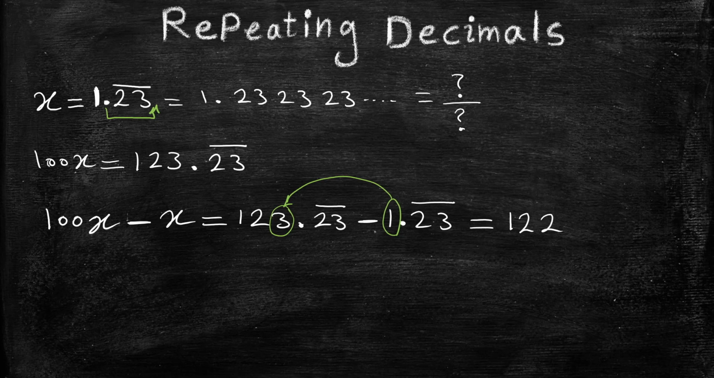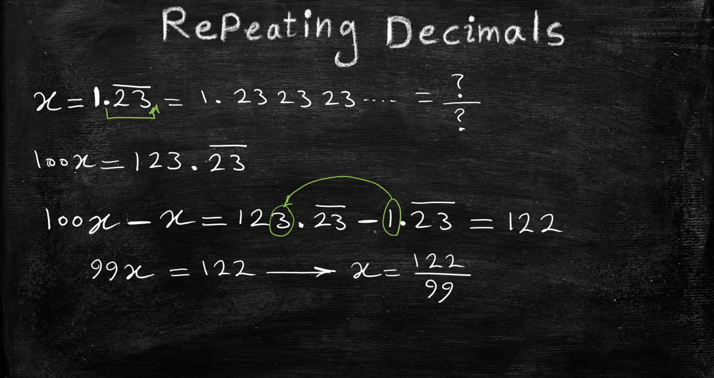100x minus x, what is the result? Is 99x. 99x equals 122. Now let's find x again. Let's isolate for x. So I divide both sides by 99. X equals 122 over 99. That's the equivalent fraction to this recurring digit. Let's see another example.